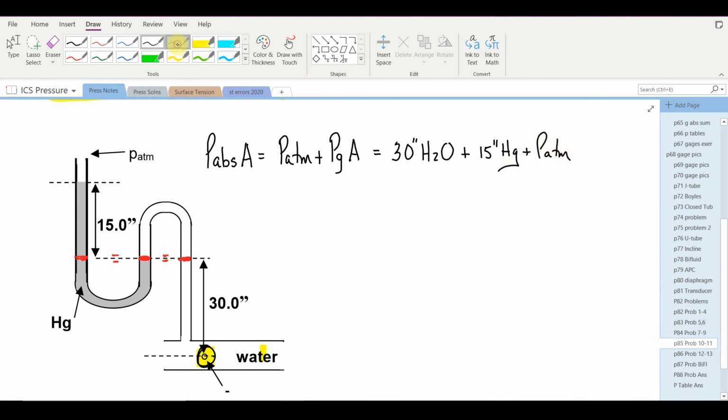So I think you can see it now, right? Absolute pressure, atmospheric pressure will cancel. We'll solve for gauge pressure at A. You simply need to convert this to the same unit, the same fluid. We want to convert this to inches of mercury by dividing by 13.6, add the two together, and you'll find the gauge pressure at A, and you can convert that to psi. Not so bad as it looks, eh?